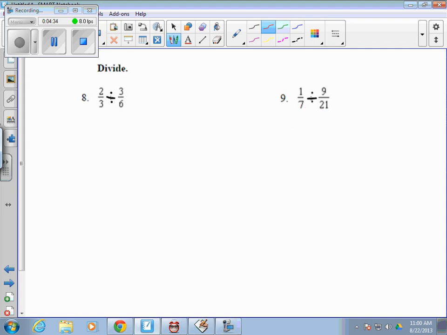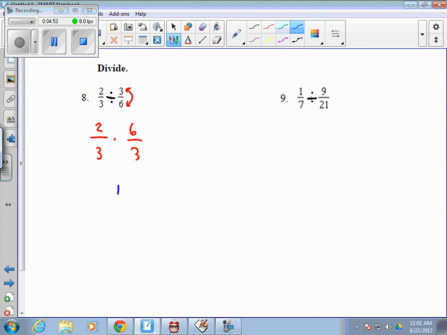8 says to divide these fractions: 2 over 3 divided by 3 over 6. Anytime you divide fractions, flip it and multiply by the reciprocal. Flip the second one. So 2 over 3 times 6 over 3. Go straight across with it.